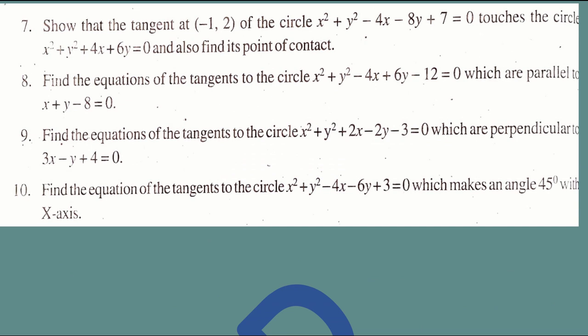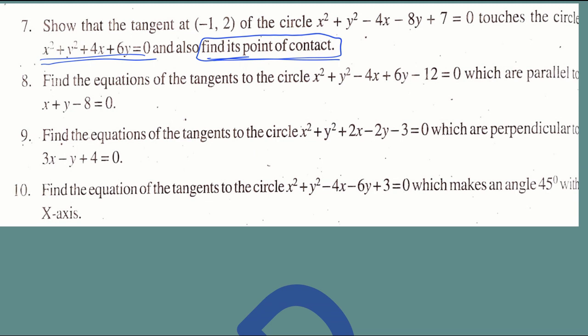So this 7th problem, you can see that it is the same as the 6th problem, with a little extra here. After showing that the tangent touches this circle, the 6th problem ends there itself. But this time he also asked for the point of contact. This is what in my last video I called technique 1. So you apply the technique and find the point of contact. Okay, I leave it there. Now I am doing this 8th problem.